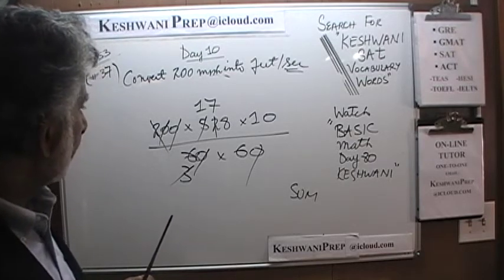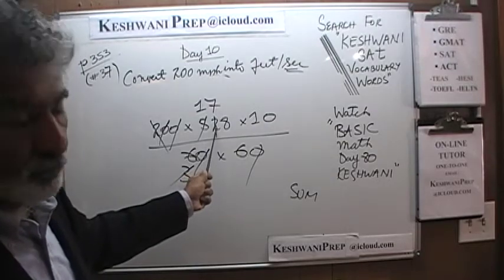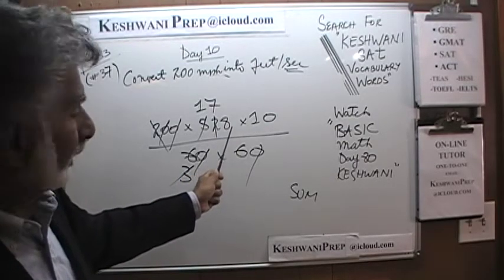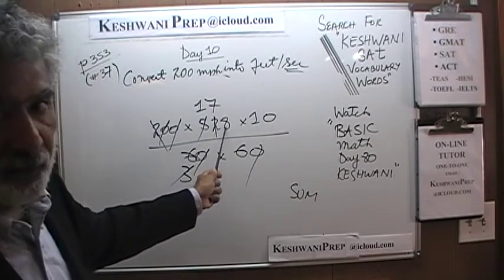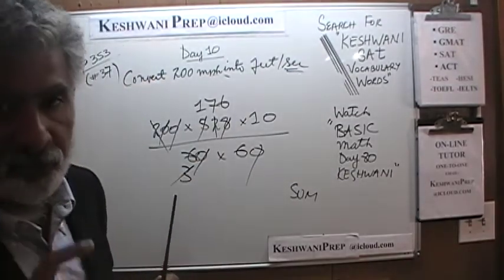22 has 7 3's, which are 21. After we take away 21 from 22, we have a remainder of 1. 1 goes and joins the 8 and becomes 18. And 18 has 6 3's. See, this is what is required here.